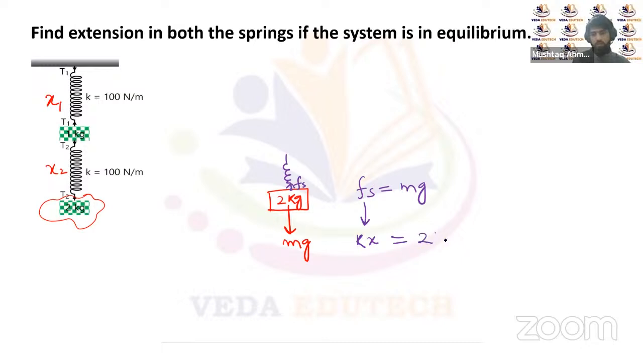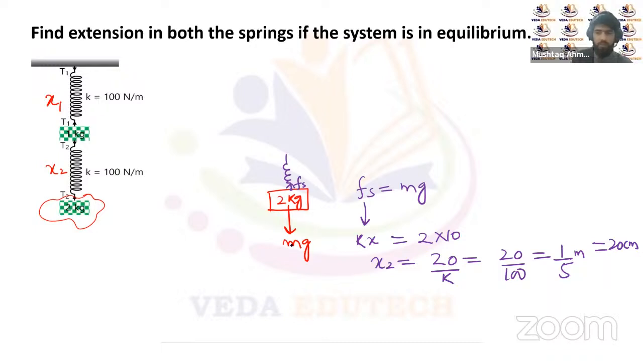M is the mass of this block, that's 2 into 10, taking the g value equal to 10. So the net extension x2 in this second spring will be 20 over k. The stiffness is given for this spring as 100, so it will be 20 over 100, or we can write it as 1 over 5 meters, or 20 centimeters. So 20 centimeters is the extension in this spring at equilibrium.